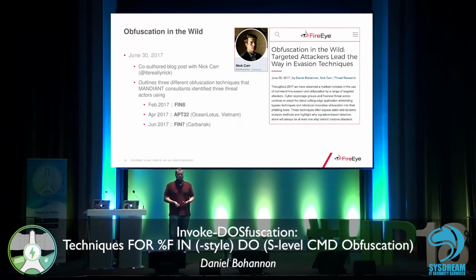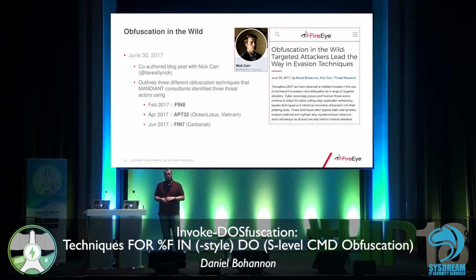So, the case studies that really led me into this work. My manager, Nick Carr, and I wrote a blog post at the very end of June last year. It highlights some interesting in-the-wild obfuscation techniques that we saw used by 3 different threat groups: the financial groups FIN7, known as Carbanak, and FIN8, and then APT32, also known as OceanLotus, out of Vietnam.